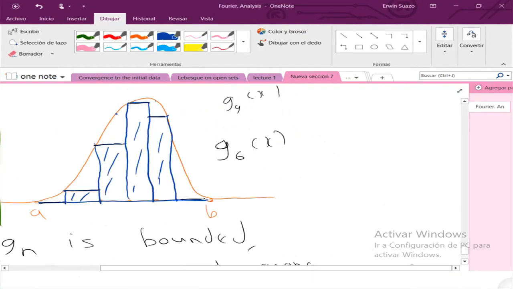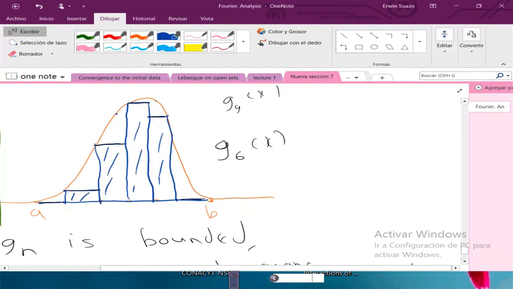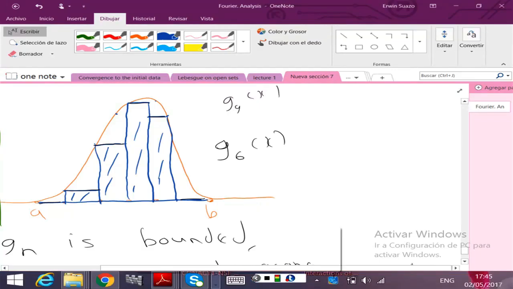So G sub C is X. Let's say we're going to do G9. Oh no, let's make a smaller one, G3. Okay? Because I finished my proof. So let's do G3 of X.